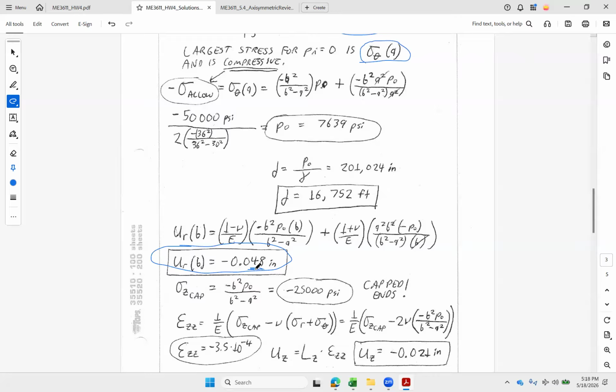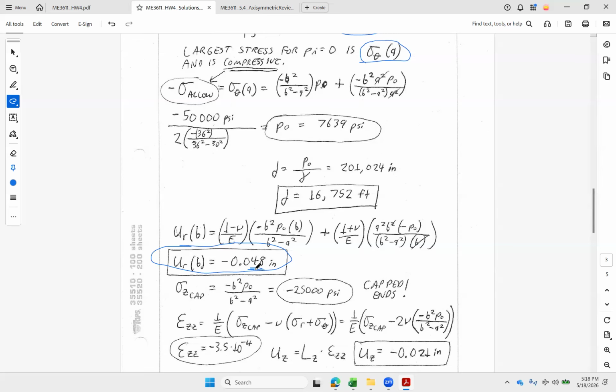Sigma's easy for the cap. Right here, plug and chug, we get minus 25,000 PSI or 25 KSI for the cap case. Epsilon's easy. We have all the stresses active. It's not fixed end, it's not free end. So epsilon's easy, it just uses our full Hooke's law.